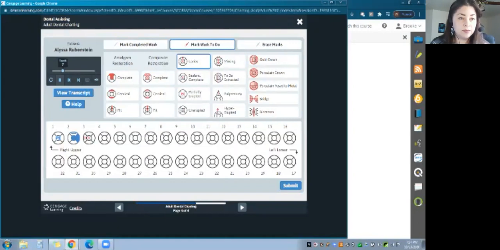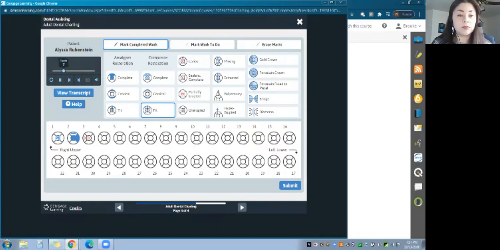Number 7 has a composite on the lingual pit. So it's completed work, a composite on the lingual pit. Let's make sure. Yep. So this is has composite, pit, 7 lingual. Number 8 has had a root canal and has a porcelain crown. So again, number 8 has had a root canal.